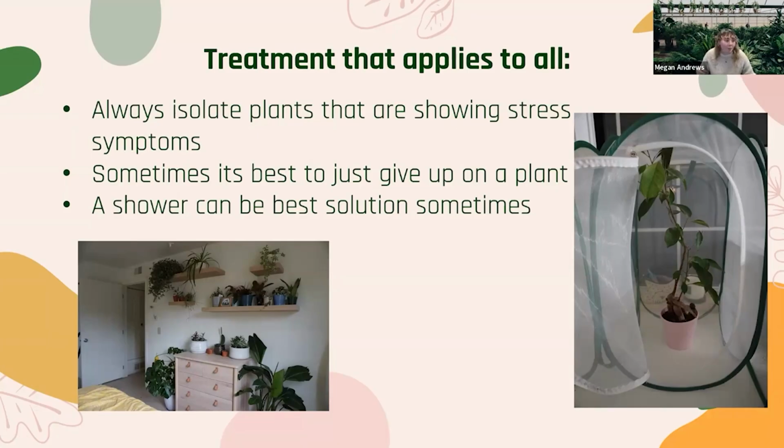Sometimes it is best to just give up on a plant. It's okay to give up on a plant. Plants are replaceable unless it's something with a really deep family memory, that type of thing, then propagation is always an option. But the root system might have issues and it's easier to just restart. And then sometimes a shower can be the best thing for your plant. Really washing the soil through and washing the plant leaves can help tremendously.